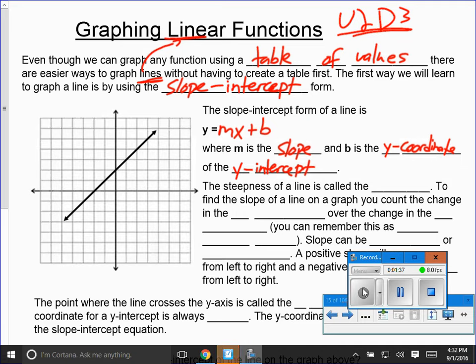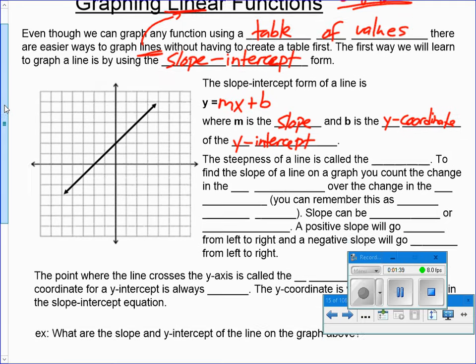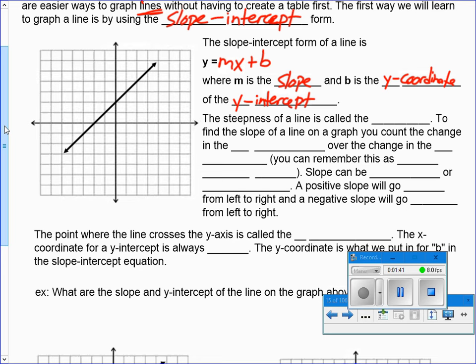Real quick, we'll talk about what each of those terms means. Lines have different steepness. The steepness of a line is called the slope. To find the slope of a line, how steep a line is, you count the change in the y direction over the change in the x direction. Or the way you probably learned this in Math 1 is rise over run.